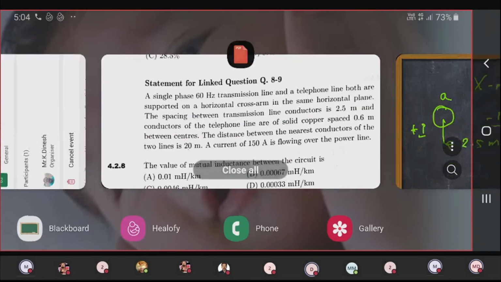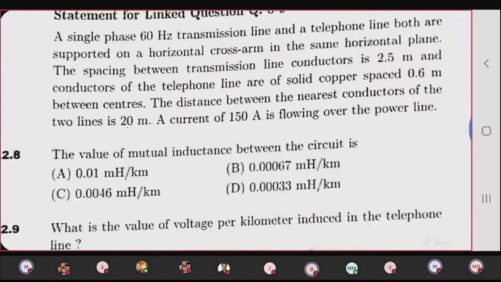First question based on the statement: the value of mutual inductance between the circuits. We are going to check whether it is option A, B or C.